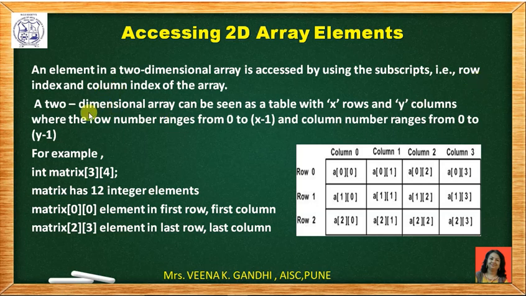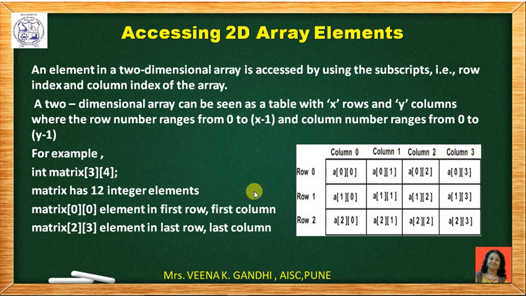So you can say that a two-dimensional array can be seen as a table with x rows and y columns, where the row number ranges from 0 to x minus 1 and the column subscript ranges from 0 to y minus 1. You can see here in this figure, suppose a matrix having 3 rows and 4 columns. Row index starts from 0, 1, 2 and column index starts from 0, 1, 2, 3 like this.